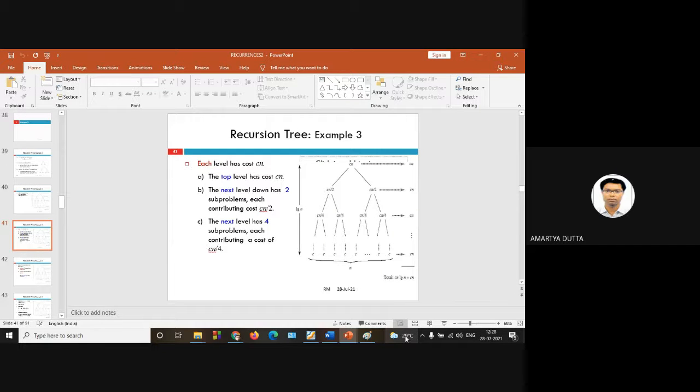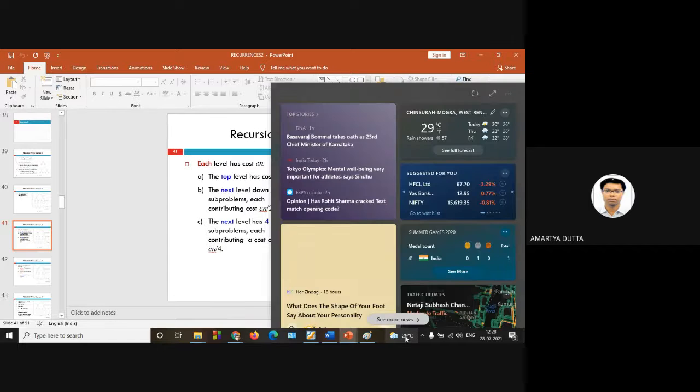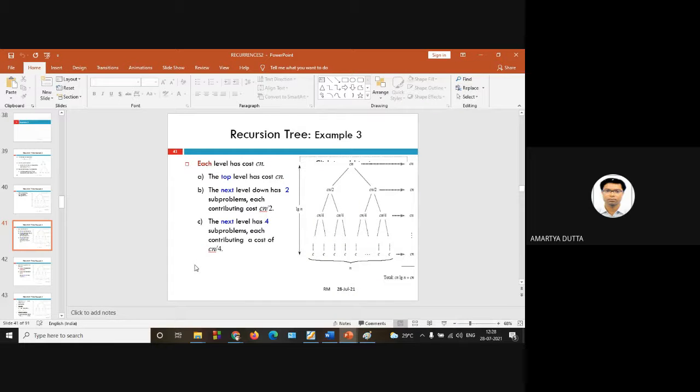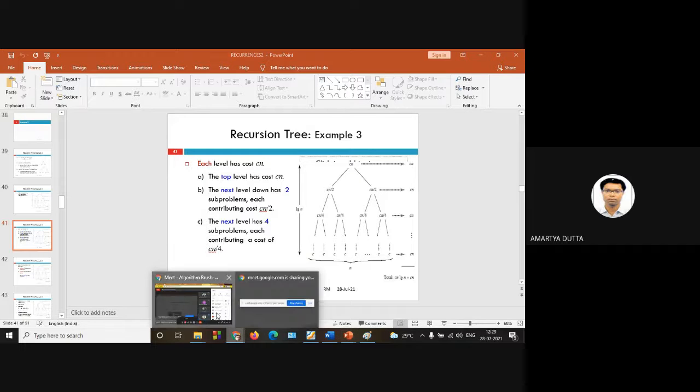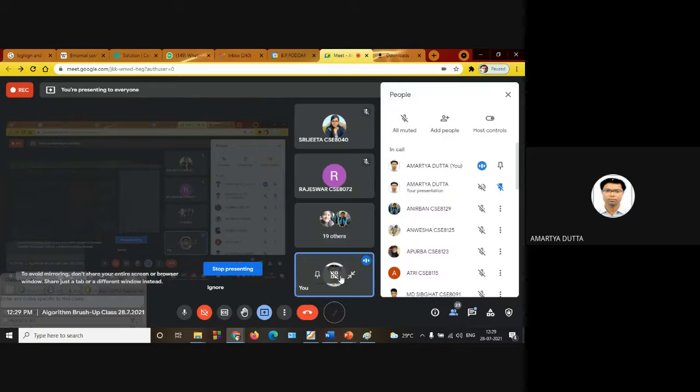Any doubts regarding the recurrence tree method? Substitution method and recurrence tree method. Any doubts? Anyone? Does anyone have any queries? The substitution method and recurrence tree method.